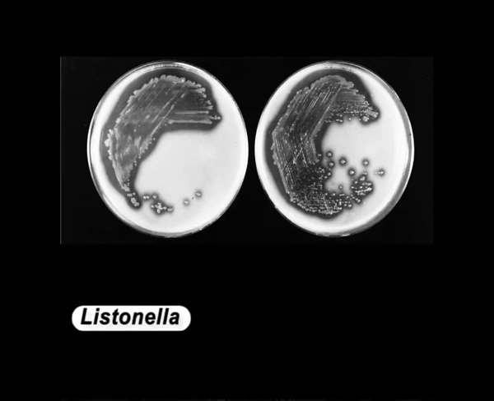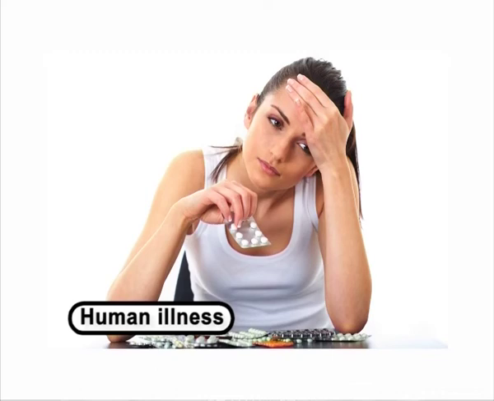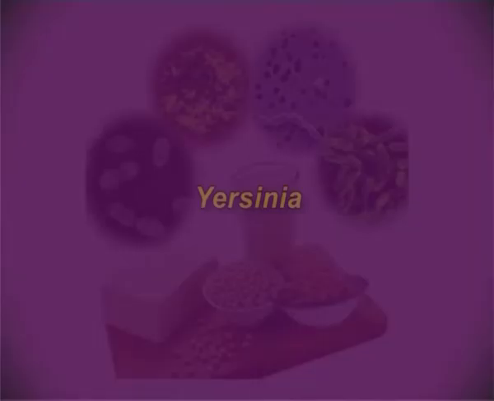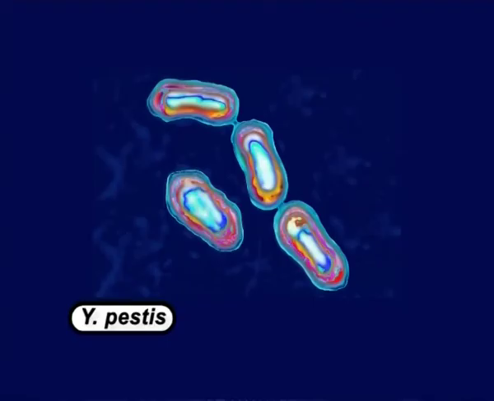Vibrio. These gram-negative straight or curved rods are members of the family Vibrionaceae. Several former species have been transferred to the genus Listonella. Several species cause gastroenteritis and other human illness. Yersinia. This genus includes the agent of human plague, Yersinia pestis, and at least one species that causes foodborne gastroenteritis.